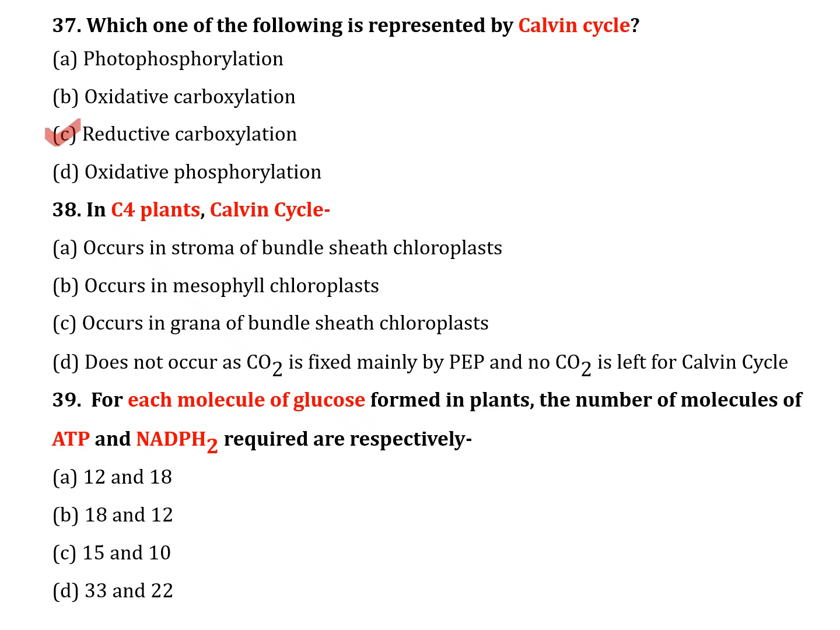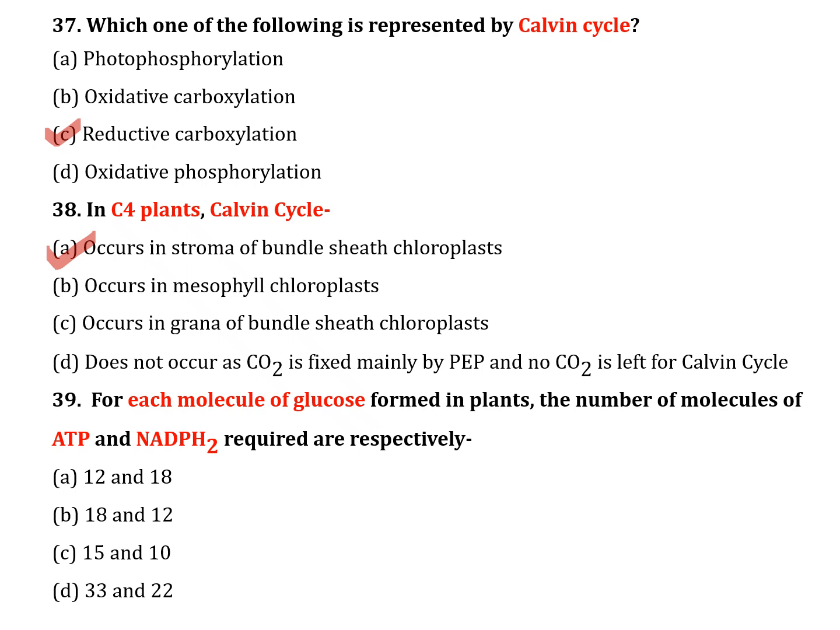The next question, number 38. In C4 plants, the Calvin cycle: option A, occurs in the stroma of bundle sheath chloroplast. Option B, occurs in mesophyll chloroplast. Option C, occurs in grana of bundle sheath chloroplast. Option D, does not occur as carbon dioxide is fixed mainly by PEP and no carbon dioxide is left for the Calvin cycle. The correct answer is option A, occurs in stroma of bundle sheath chloroplast.